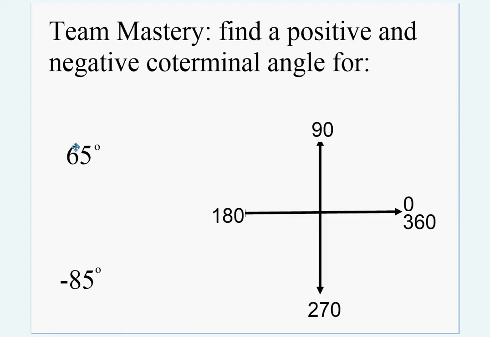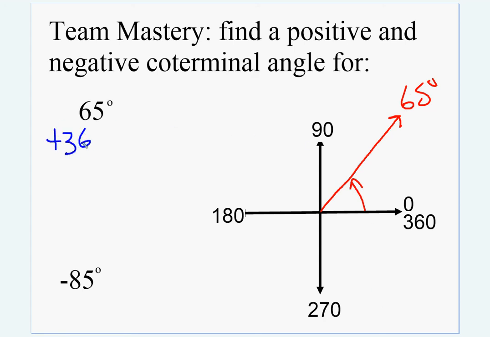Find a positive and negative coterminal angle for 4. Well, here's 65. If I graph 65, it's going to put me right about here, 65 degrees. I'll draw my angle to open up to it. Now I'm going to use blue for my positive coterminal. If I add 360, that's going to take me to 425 degrees. So if I start here, same initial, and I go all the way around an extra lap and stop there, that's my positive 425.